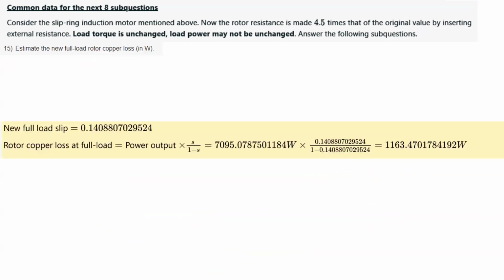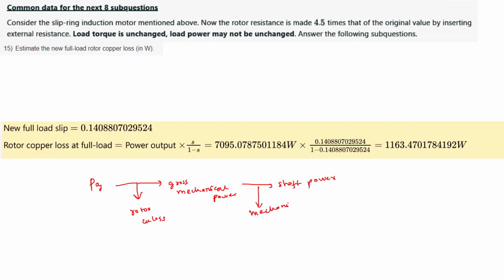Now in the next question, you have to estimate the new full load copper loss. So what is the new full load copper loss? We have seen the relation between the air gap power and the rotor copper loss: air gap power minus rotor copper loss is what you say your gross mechanical power, and this is same as your shaft power, because the mechanical losses we are neglecting. Okay, so this is equal to this.